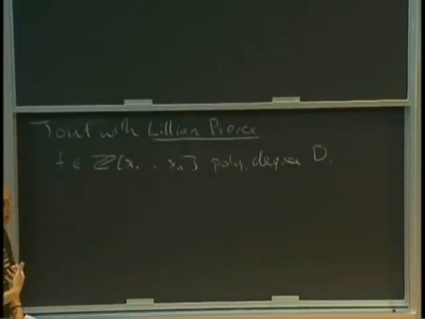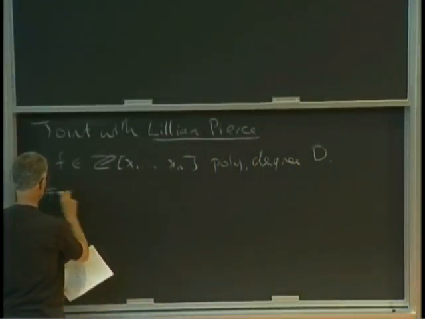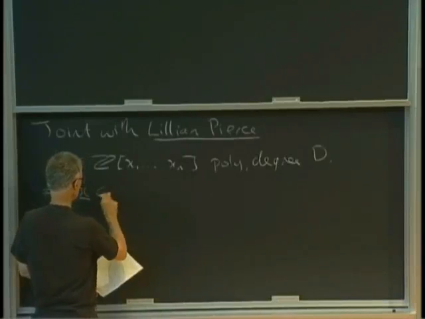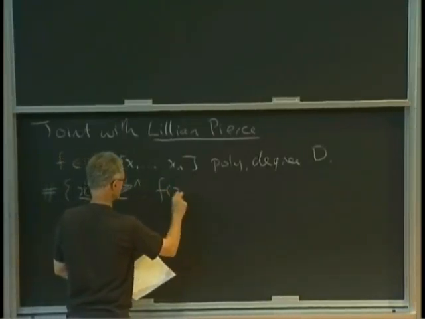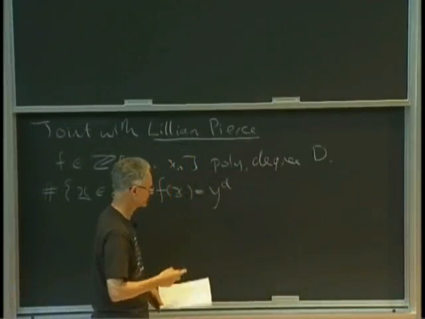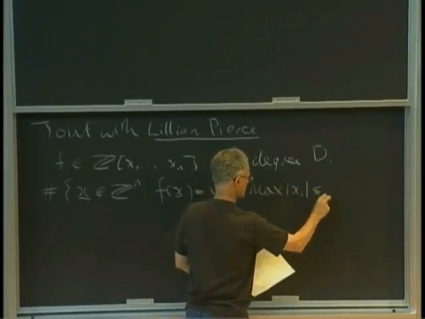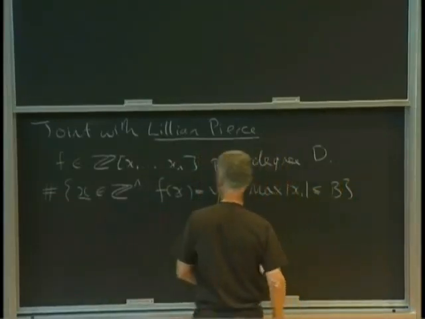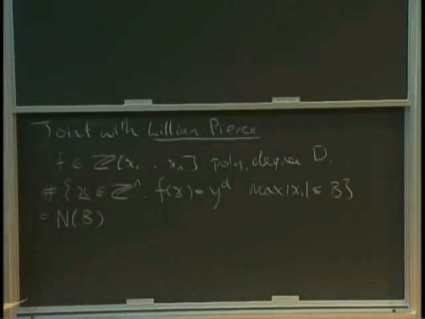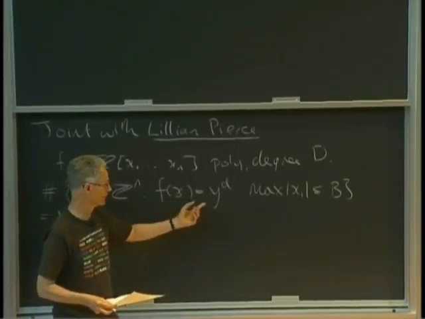And we're going to be interested in the equation in which f is a perfect power. So we're going to be considering the set of vectors x in Z^n, for which f of x is y to the d for some perfect power y to the d with a specific value of little d, and we're going to consider solutions in a box of size B. And we'll call this quantity N of B. So the question in which we're interested is how often is the value of this polynomial a perfect d-th power?